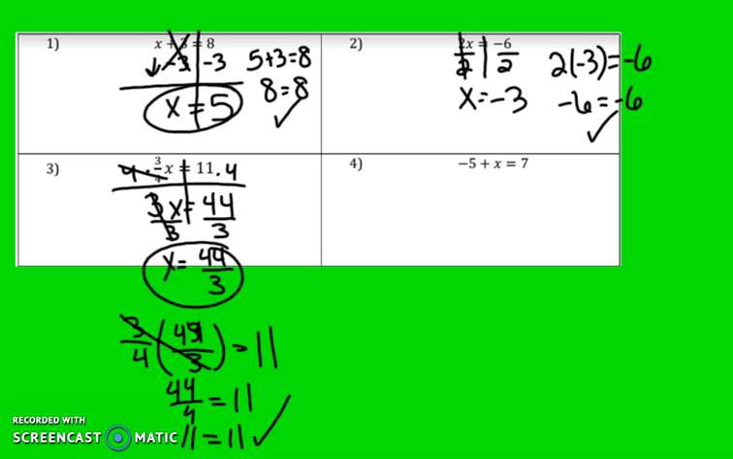Now, if we look at number 4, I have negative 5 plus x. Always look at the sign that is in front. In this case, it's negative 5. Well, the opposite of being negative is adding 5 on both sides.